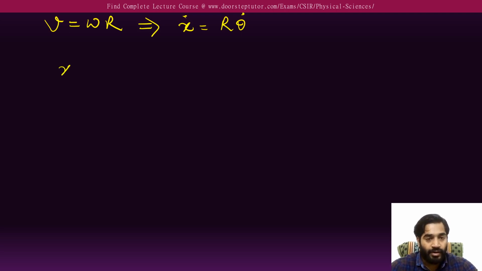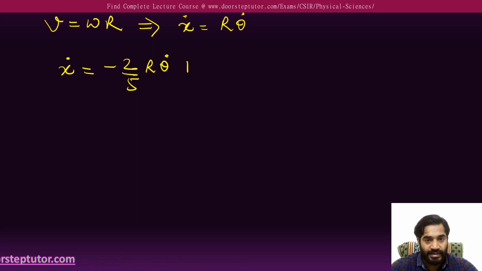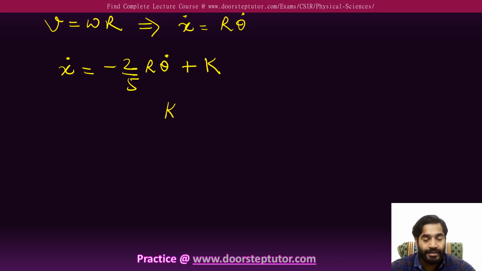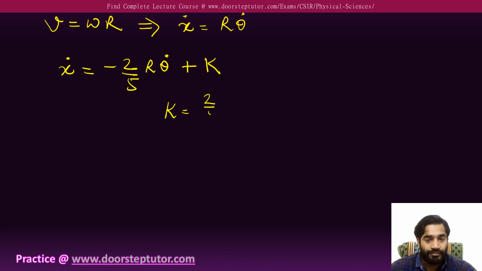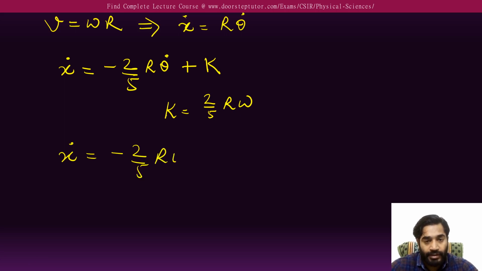Now as you know already, x dot is minus 2 by 5 r theta dot plus k. Since the sphere already has an angular velocity, omega, this k is nothing but 2 by 5 r omega. So x dot is equal to minus 2 by 5 r theta dot plus 2 by 5 r omega.